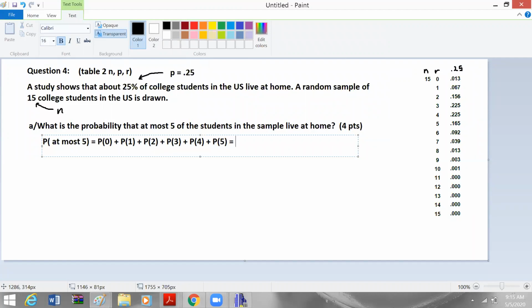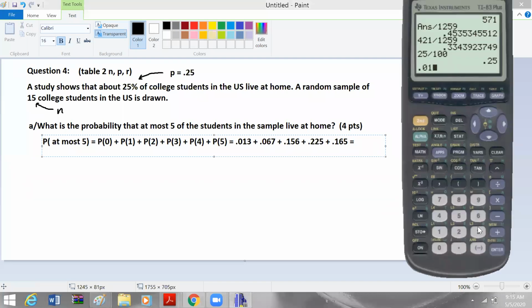All right, so we add them up. So we're going to see that 0.013 plus 0.067 plus 0.156 plus 0.225. So the add up from 0, 1, 2, 3, 4, we need one more. So 0.165. And that's pretty much the thing that we need to do. And we're going to get the values. So we're going to use a calculator for that, right?